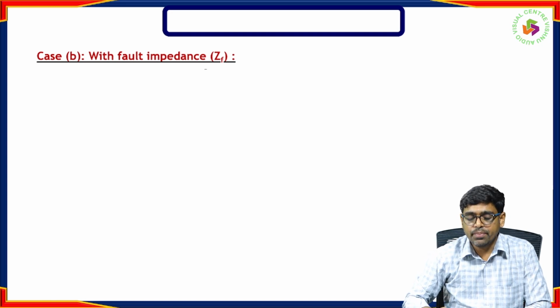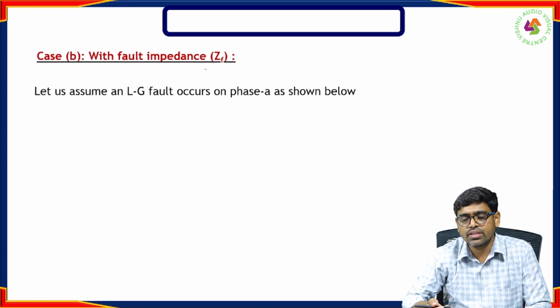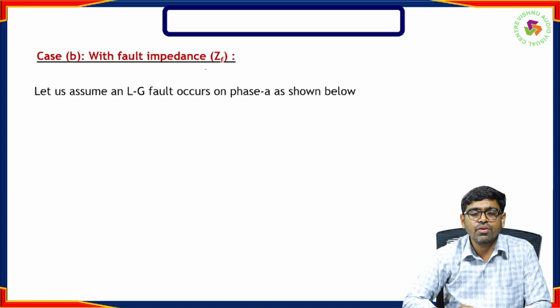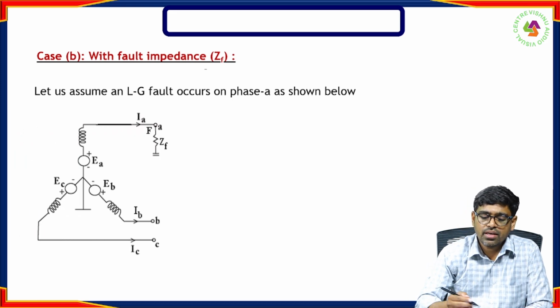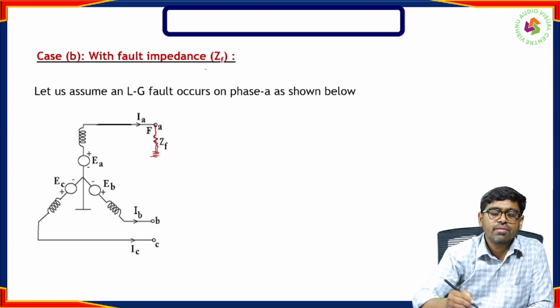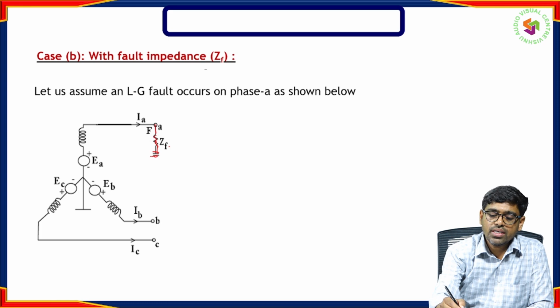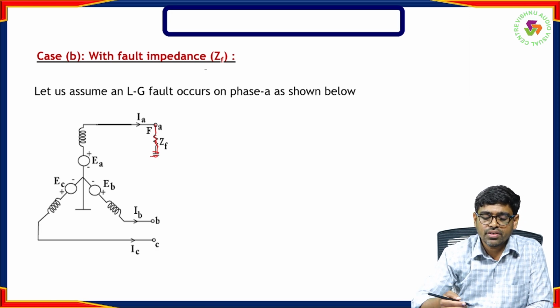Next is with fault impedance. So with fault impedance, how can we calculate? The previous derivation is without fault impedance. Now we can see it with fault impedance. Let us assume an LG fault occurs on phase A, as shown here, LG fault with fault impedance. If the fault occurs at this A phase with a fault impedance of ZF, then you can see how this equation can be varied.